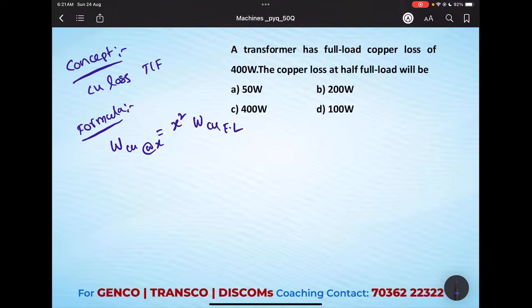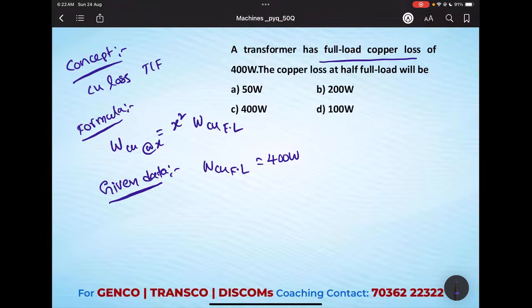Okay, let's note down the given data. Full load copper losses is given as 400 watts. What they are asking is copper loss at half full load. The fraction of load is half load, that means 1 by 2.